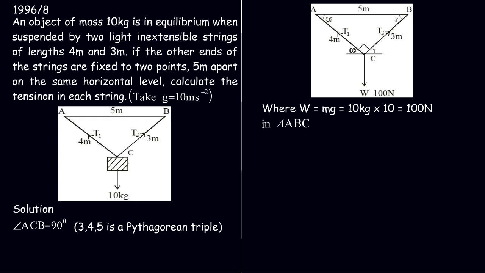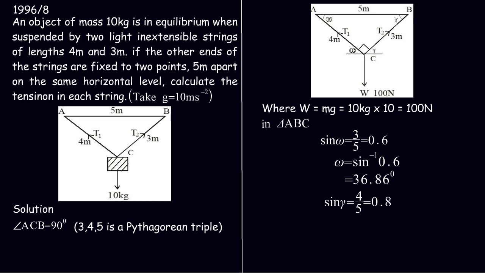Now in our triangle ABC, sine omega will be equal to 3 over 5, which will be equal to 0.6, and omega will be equal to arc sine 0.6, which is equal to 36.86, and also sine gamma will be equal to 4 over 5, which will be equal to 0.8, and gamma will be equal to arc sine 0.8, which should be equal to 53.13. We are applying our knowledge of SOHCAHTOA. Having gotten omega and gamma, we are going to be resketching our diagram, and doing so we get the diagram as shown on the screen.